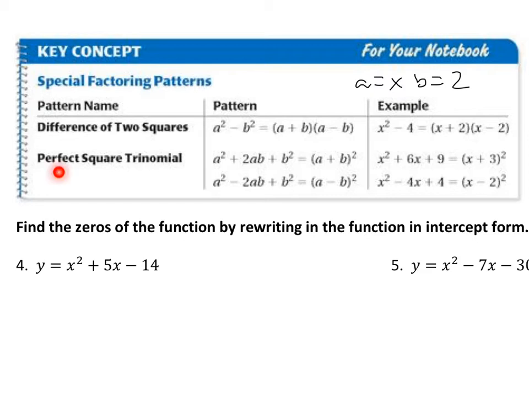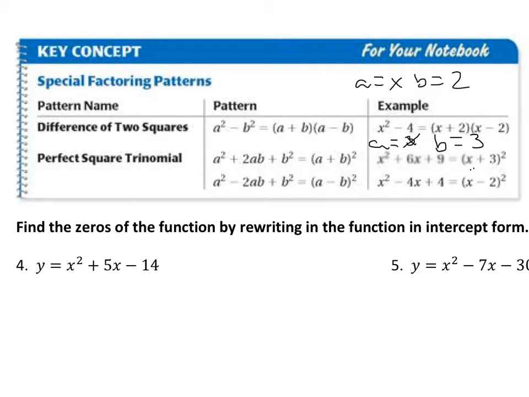Now, the other one, perfect square trinomial. If you have a squared plus 2 times ab plus b squared, that equals the quantity a plus b, squared. So if you look here, a is x, b is 3. Well, x times x is x squared. 3 times x is 3x, times 2 is 6x. And then 3 squared is 9. That's what it looks like.